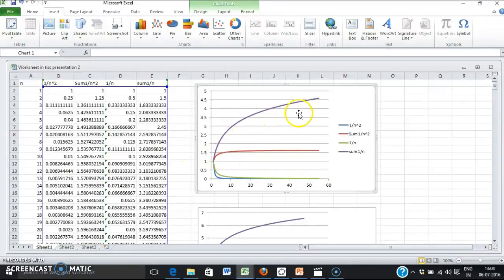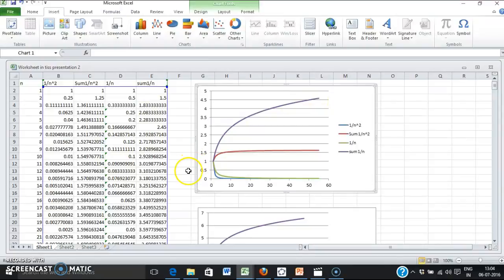The summation 1 by n series, we observe, is increasing. That means here the student can understand and have a visual feeling of what happens to summation 1 by n as you add more and more terms. The sum is getting larger and larger.